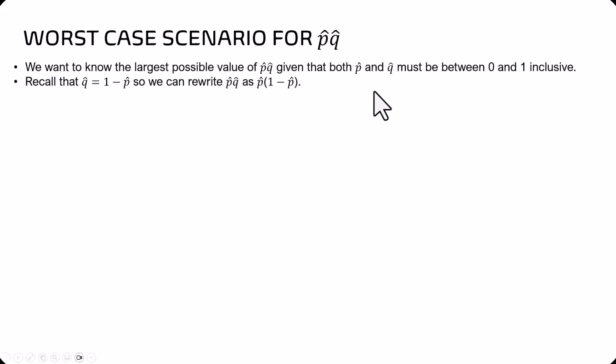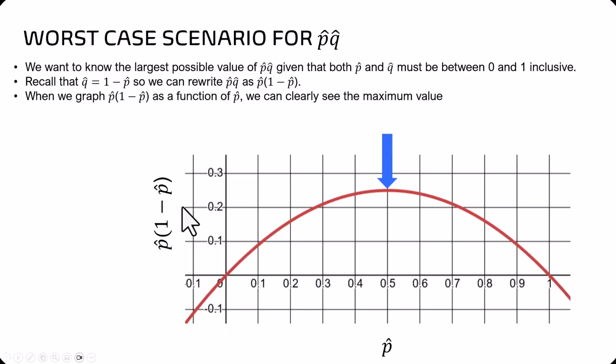So the easiest way to do this, in my opinion, is to simply just graph it. Okay? So remember that q hat is the same as 1 minus p hat. So we have this function here. We have p hat times 1 minus p hat. So we can just graph this. This is actually a parabola. It's a quadratic function here.